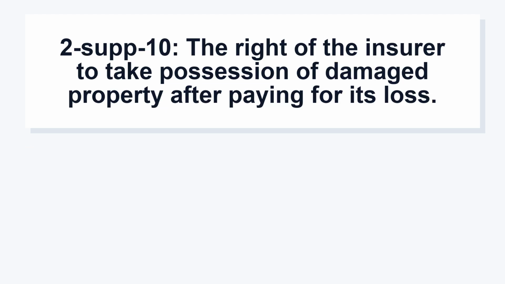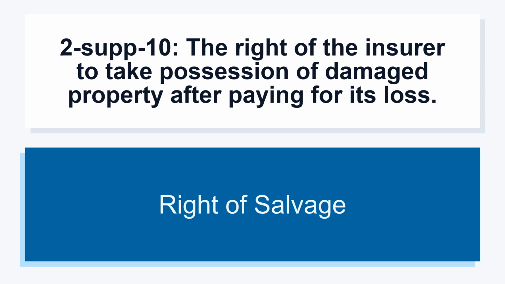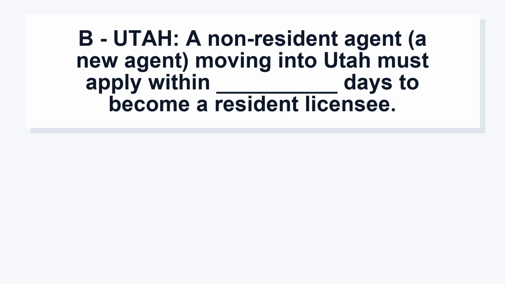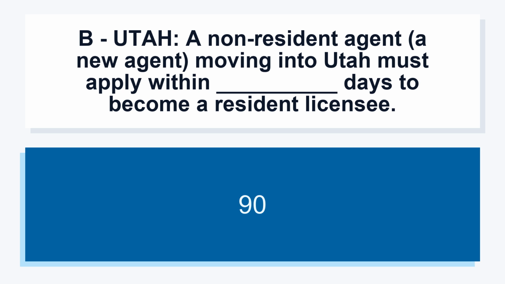The right of the insurer to take possession of damaged property after paying for its loss. B. Right of salvage. Utah, a non-resident agent, a new agent moving into Utah must apply within ___ days to become a resident licensee. 90.